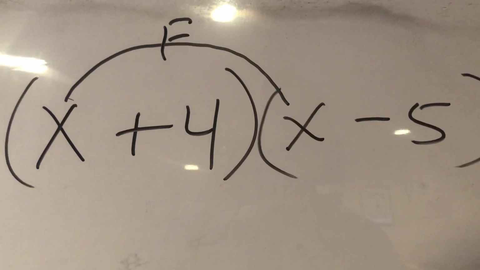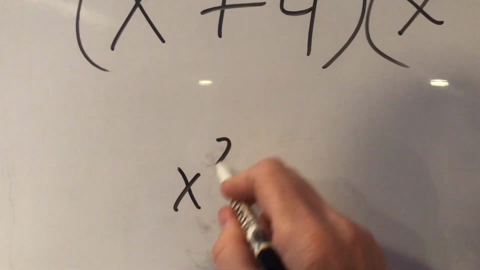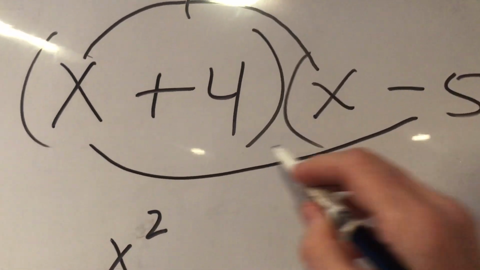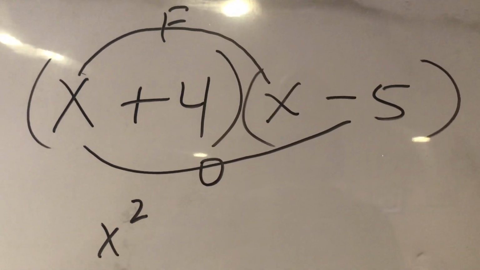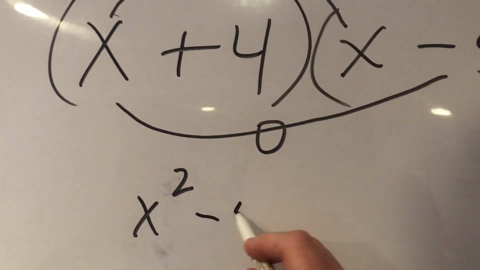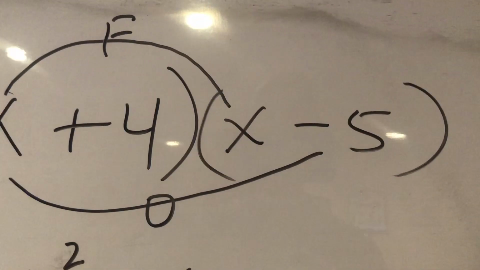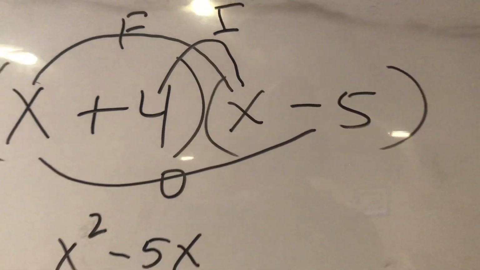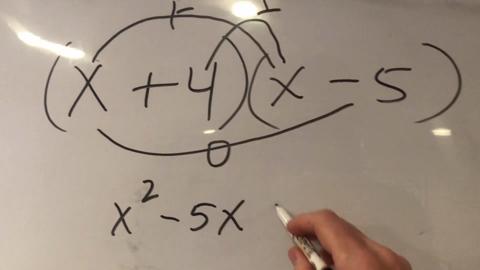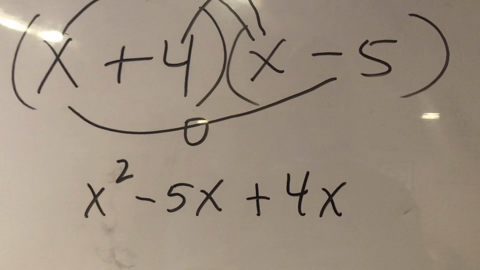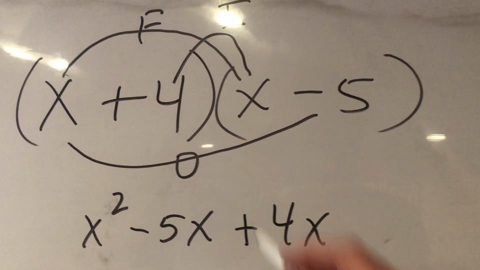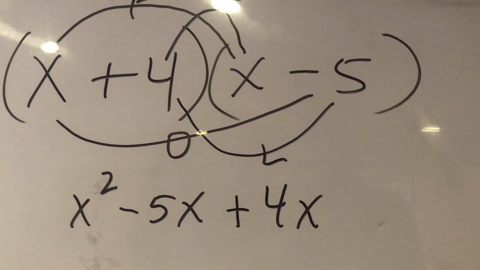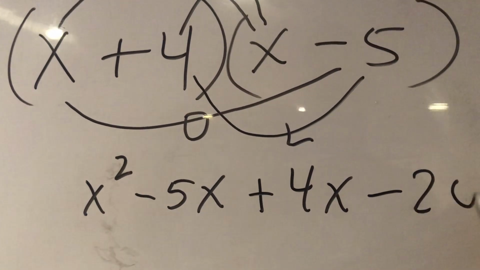x times x, x squared, outside, x times negative 5, negative 5x, inside, 4 times x, plus 4x, and last, 4 times negative 5, negative 20.